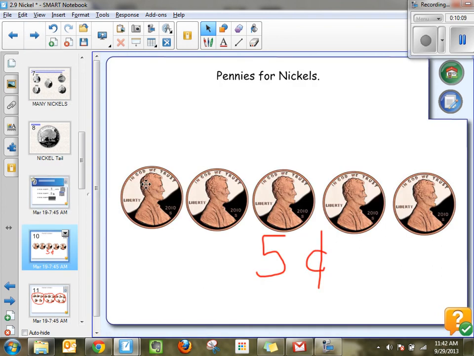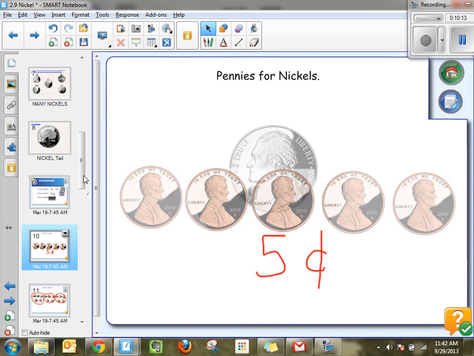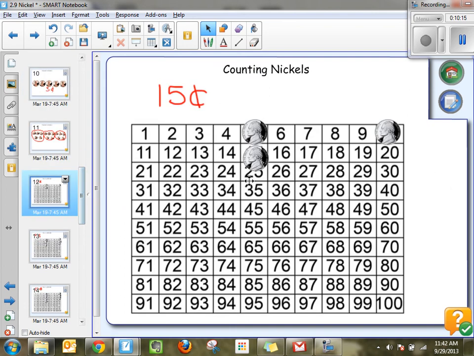We can trade pennies for nickels, and it takes a total of 5 pennies to trade for 1 nickel. And then when we're counting nickels, we have to skip count by 5 since nickels are worth 5 cents each. And that's why these 3 nickels ended up being a total of 15 cents because we go 5, 10, 15. We'll work more with this in small group today.